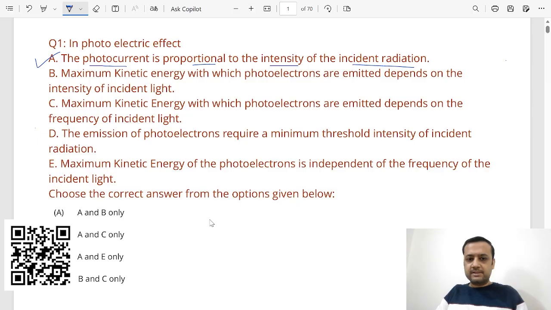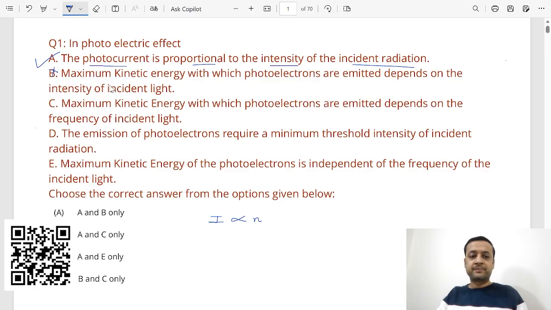Why? Because if you think about it, the intensity of the light is proportional to the number of photons falling. If the number of photons increases, then the intensity of the radiation will increase. And if the intensity increases, then the number of photons increases, which means the number of electrons emitted will also increase, and hence we can say the photocurrent will increase.